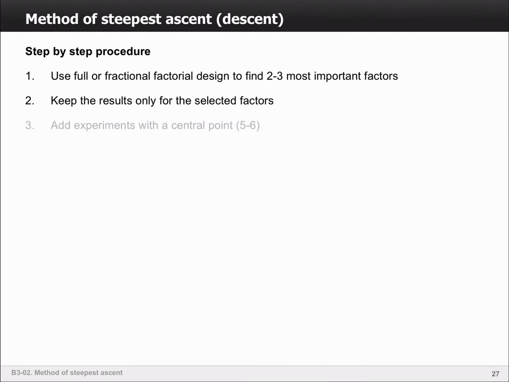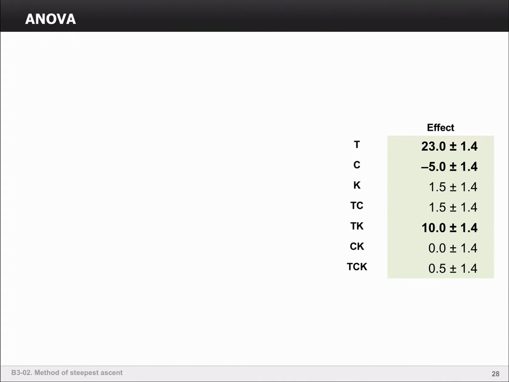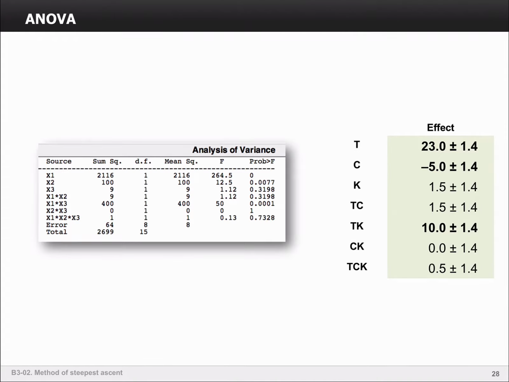Well, first of all, you remember you always start with a full or fractional factorial design, and you find the 2-3 most important factors. In this case, I'll just show you the same example I showed you before. It's an example of optimization of the yield using 3 different factors: temperature, concentration of catalyst, and the catalyst type. We used this example in a lecture on full factorial design. Then you remember we found out that only 2 main effects are important. It's temperature and the concentration of catalyst, plus you remember we also have the interaction between the temperature and catalyst type, right? So this is the ANOVA result.